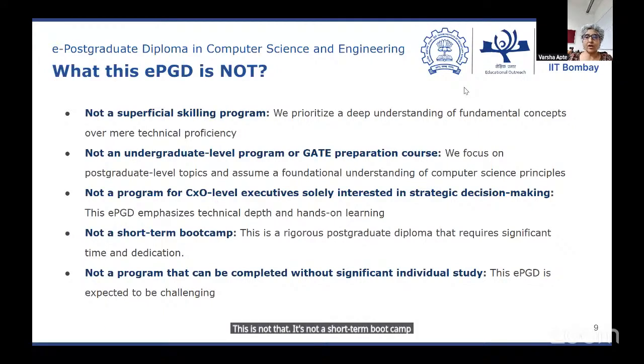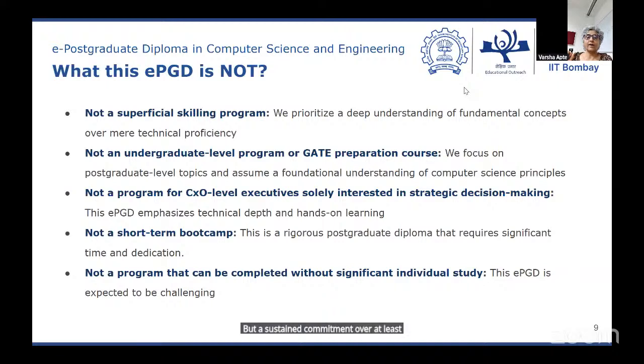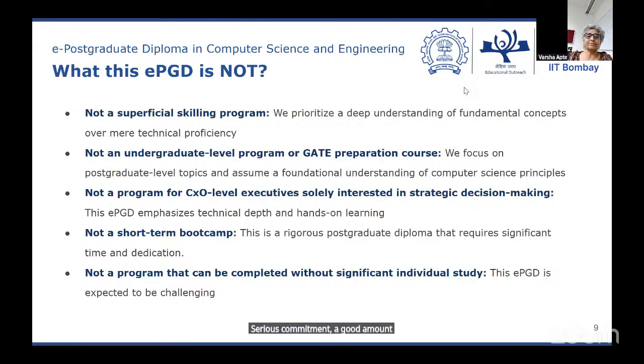Also, it's a long haul, 6 courses over 1 year or more. Typically you may not be able to finish it in 1 year. So, a serious commitment is going to be required. It's not a short-term intense thing, but a sustained commitment over at least 1 year. And the last point says the same thing. Serious commitment, a good amount of hours per week, is going to be required. Yeah, next slide.